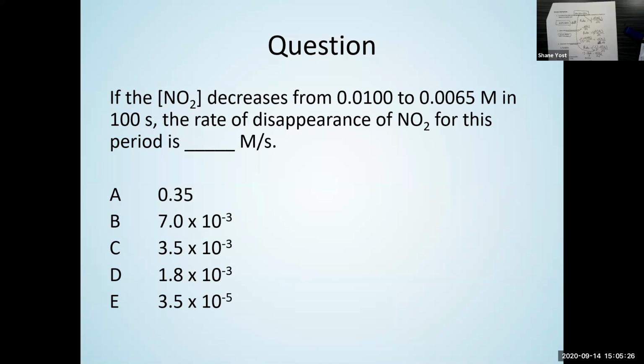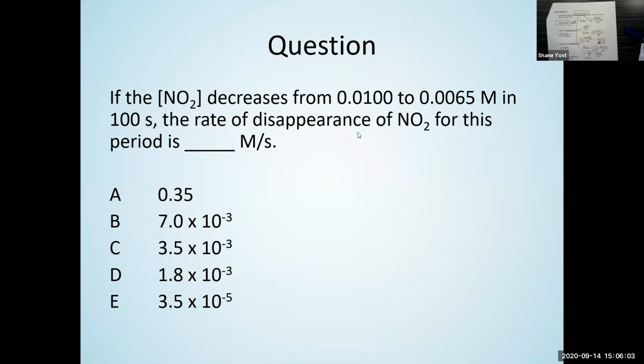Or would I calculate the rate of disappearance? So how would I calculate it first? I need to do the change in concentration of NO2 divided by change in time. So the change in concentration of NO2 is going to be 0.0065 minus 0.01, right? And then I have to divide that by the change in time, which is 100 seconds.